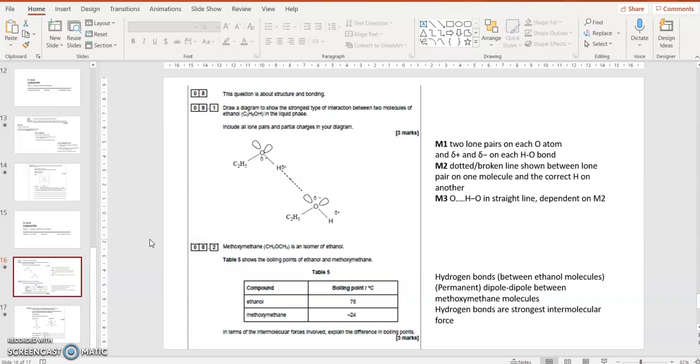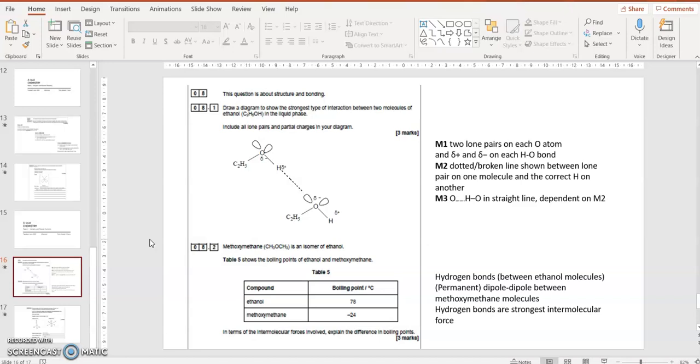Whereas methoxymethane hasn't got an O bonded to an H, or an N bonded to an H, or an F bonded to an H. The O is between two CH3s. It's bonded to a C, so you haven't got big delta plus and delta minuses. You will get some delta plus and delta minuses between the C and the O, because O is still electronegative, but you're not going to get the big delta plus and delta minuses as in hydrogen bonding.